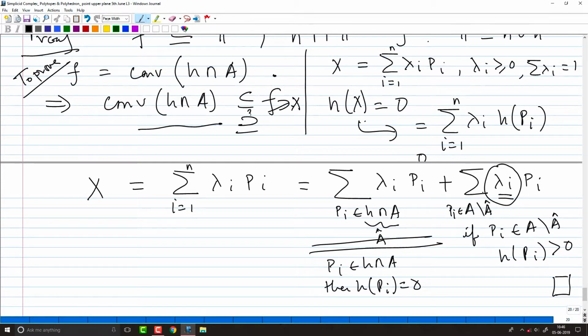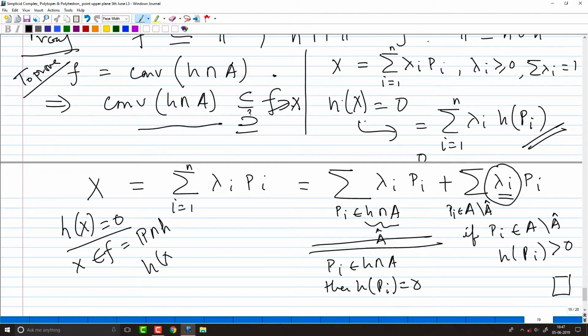See, I know H of x is equal to 0 because x belongs to F, and F is equal to P intersection the hyperplane H. Good. And I also know this formula that we have written, that H of x is equal to the summation i from 1 to n of lambda i H of p i.